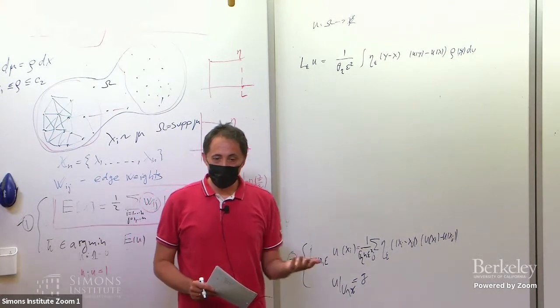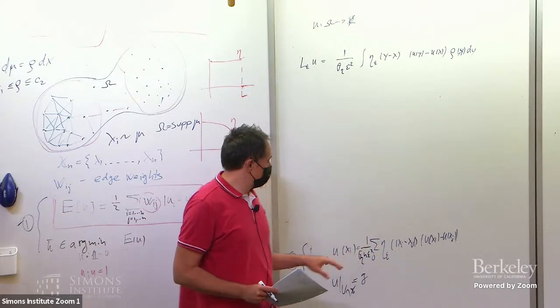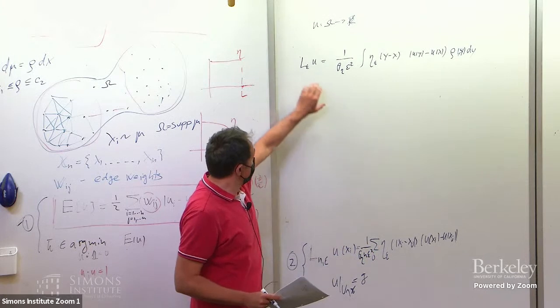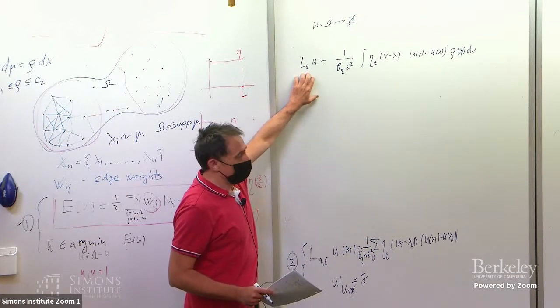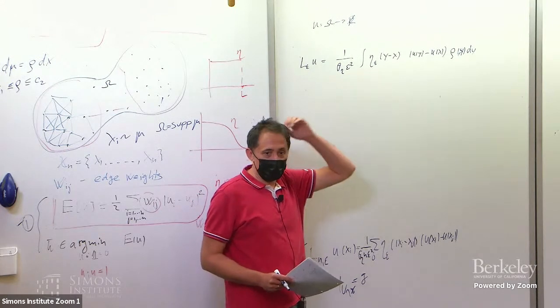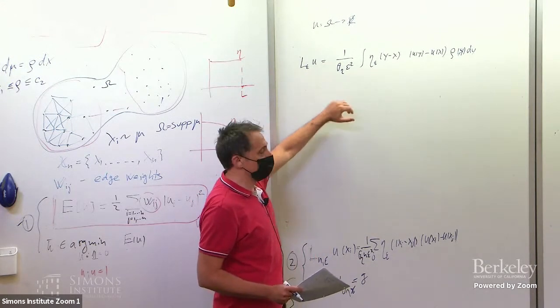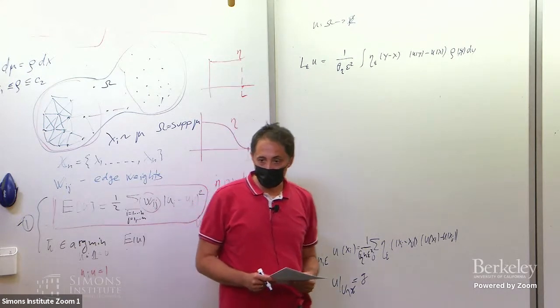So first I get rid of just the randomness, but not of the length scale epsilon. So first I'm going to connect this with an integral operator that still has the length scale epsilon. And then in the next stage, I'm going to connect this non-local integral operator with the actual Laplacian.